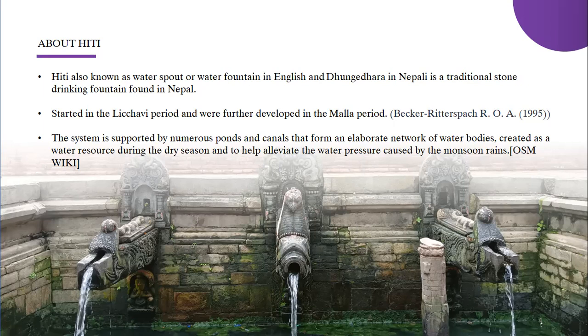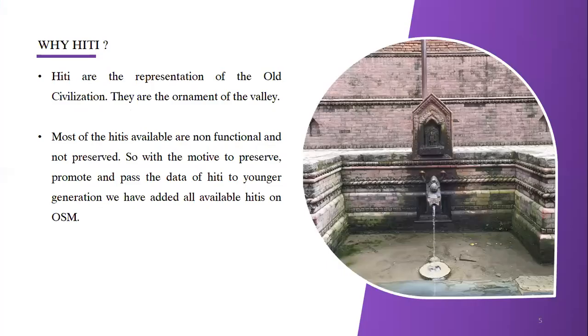This water system has been in operation since ancient times. Although it is believed to have started from the Licchavi period, it was further developed during the Malla regime in Nepal. This system is supported by several ponds and canals that form an elaborate network of water bodies, created as water resources during the dry season and to help alleviate the water pressure caused by the monsoon rain. This is an example of one of the best architecture and engineering in Nepal, which has been in practice since ancient times.